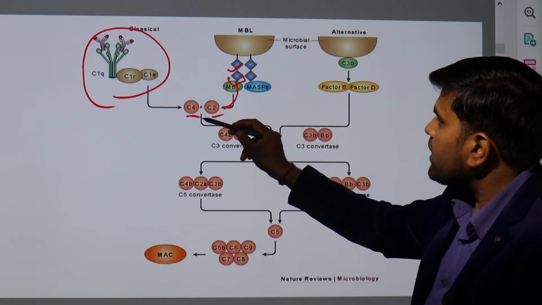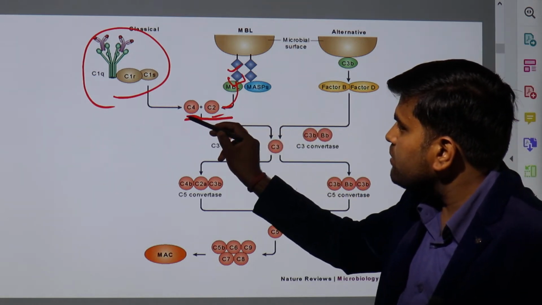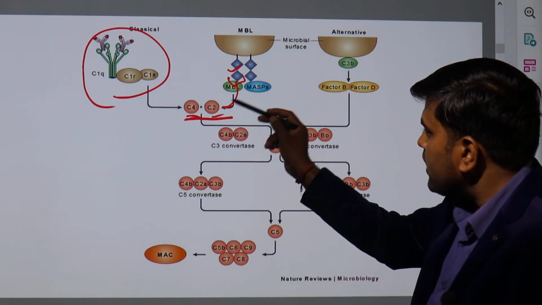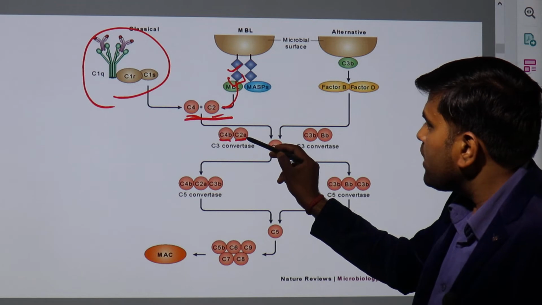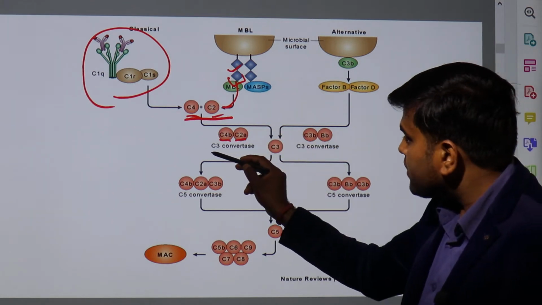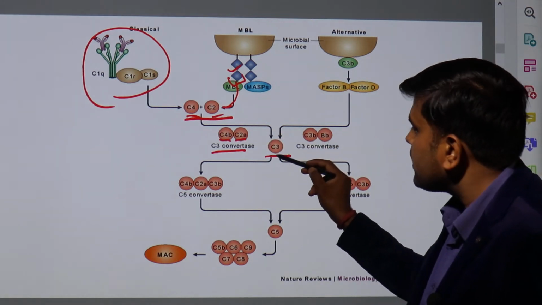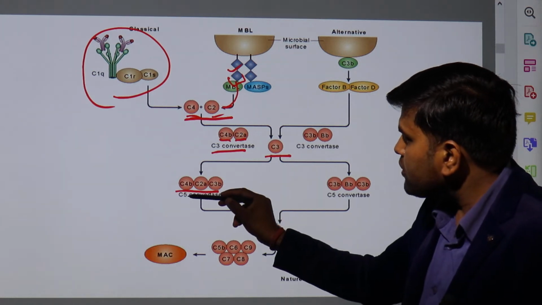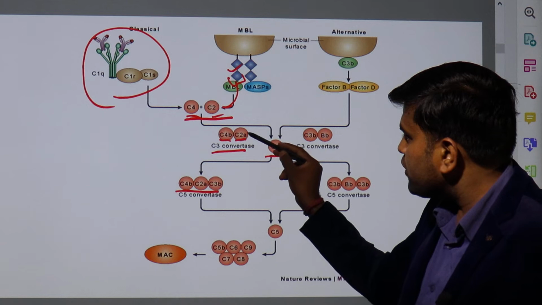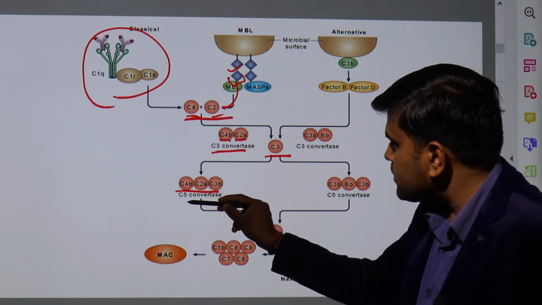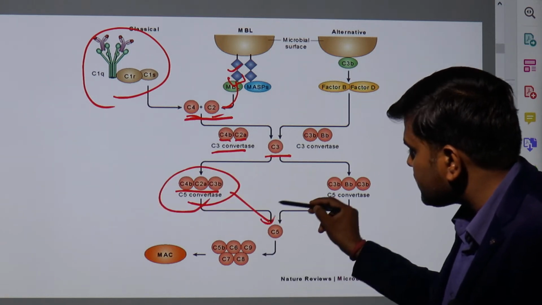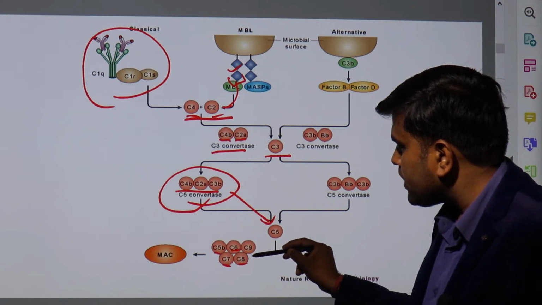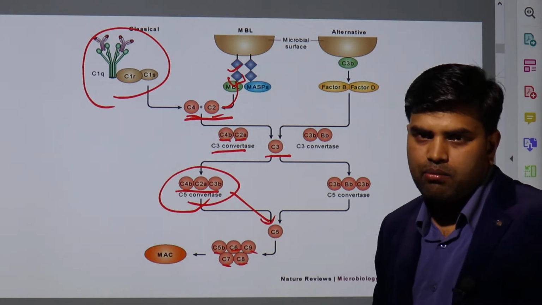After binding, they will activate these two proteins, they will cleave C4 and C2, they will form this C4b and 2a complex. This is called C3 convertase. This will cleave the C3, and again C3b will be incorporated over here. They form the C5 convertase, that is the 4b 2a 3b C5 convertase. This C5 convertase will cleave this C5, and this C5b 6 7 8 9 will form the membrane attack complex.